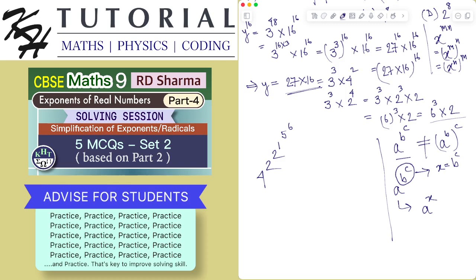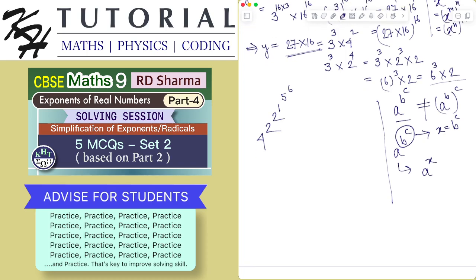First you consider the topmost power. The topmost power is 6. Now, what is the base whose power is 6? It is 5. So first evaluate this: 5 to the power 6 is a big number. Let's say I'm writing it as 5 to the power 6 only.